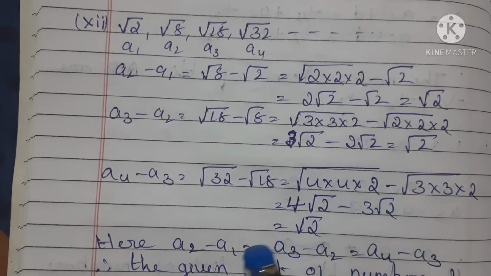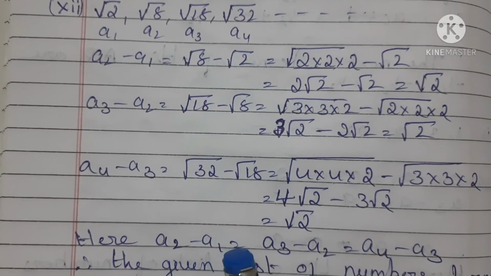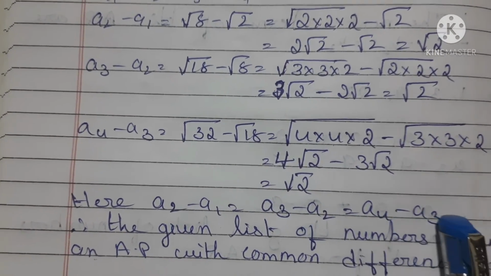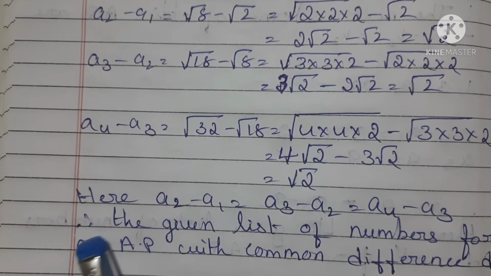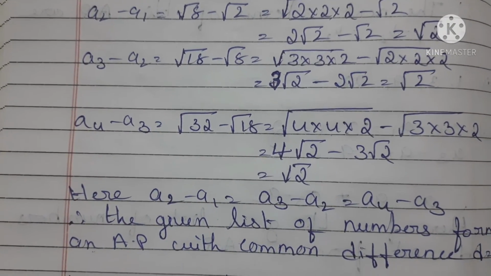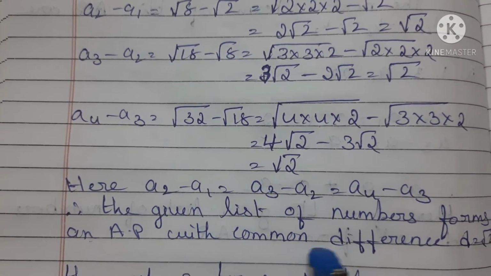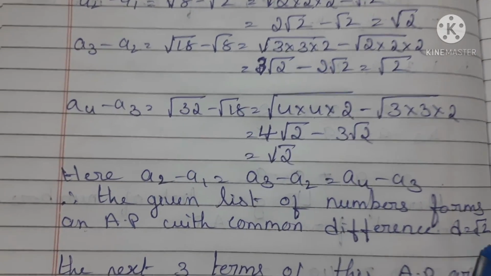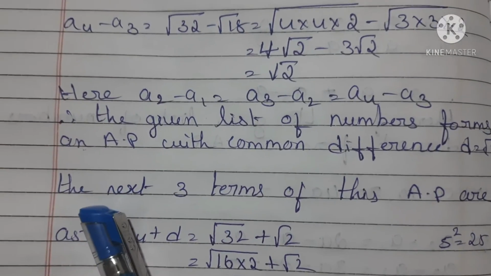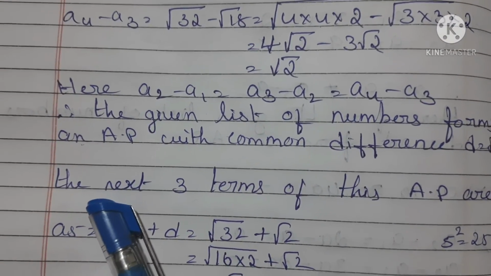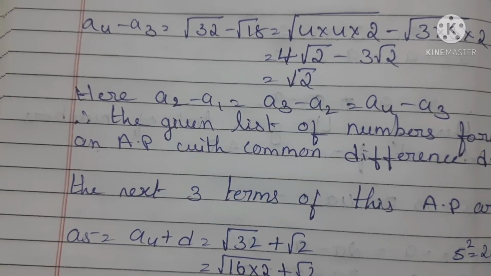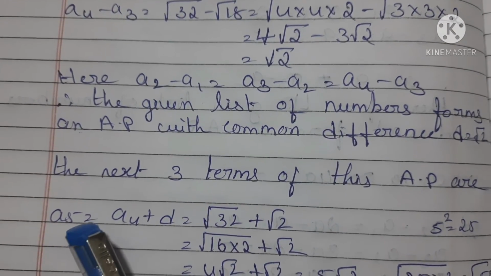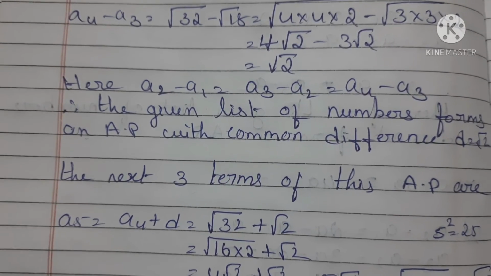All are same. Therefore, A2 minus A1 is equal to A3 minus A2 is equal to A4 minus A3. Therefore, the given list of numbers forms an arithmetic progression with the common difference root 2. Now, we should find out the next three terms of this arithmetic progression. Now we should find out A5, A6, A7.